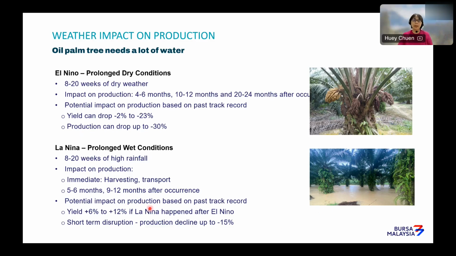As a result, on La Nina, when there's a prolonged wet condition, production will go down, but it's not as severe as El Nino. But in the longer term, as the tree needs a lot of water, a dry-wet season cycle will be good for production 1 year later. If you remember, I showed you the rainfall and weather pattern charts. As I mentioned, there was not much dry season from 2024 to 2025. So we are seeing recovery, and we will see better production into 2026.